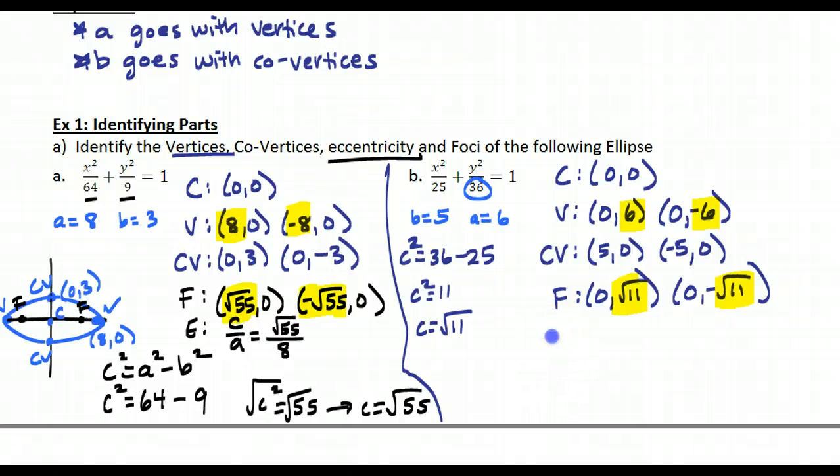And then last but not least, my eccentricity, which is c over a, so square root of 11 over 6. c is square root of 11, a is 6. Please feel free to pause and write that down and rewatch that part if you need to. We're going to move on to writing equations. So what we just did is I was given an equation and we tried to find all this information. With the next example, I'm giving you a bunch of information and we have to create the equation.